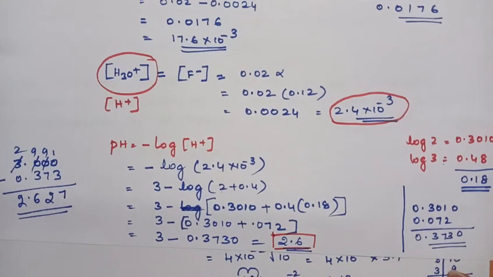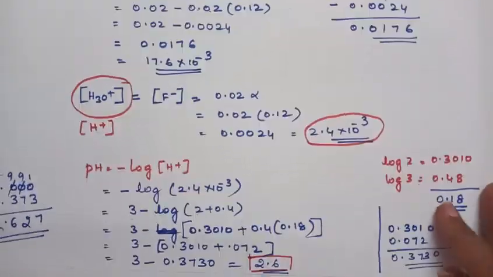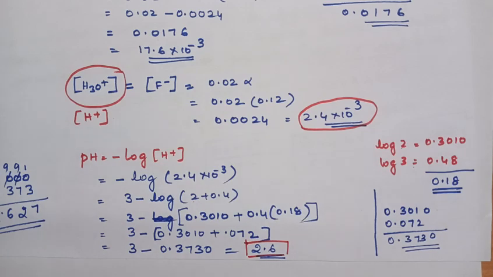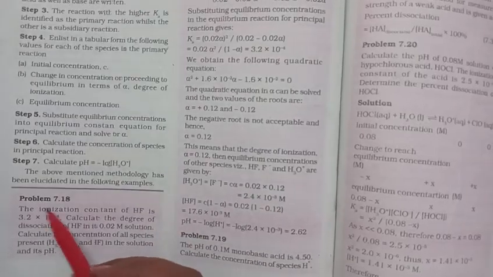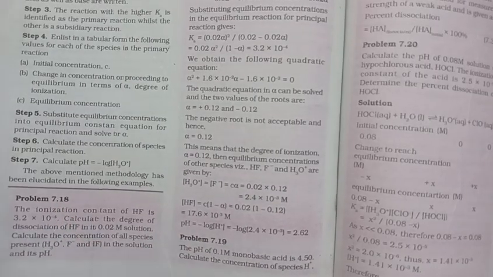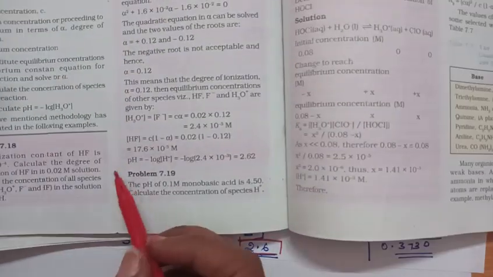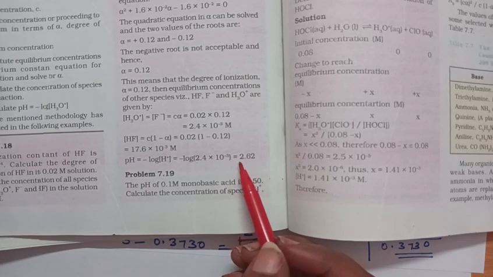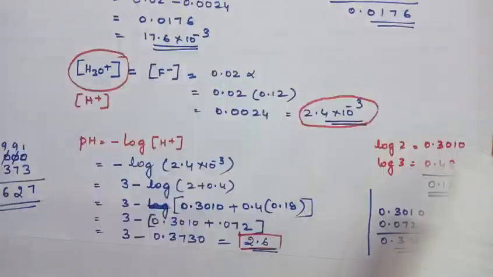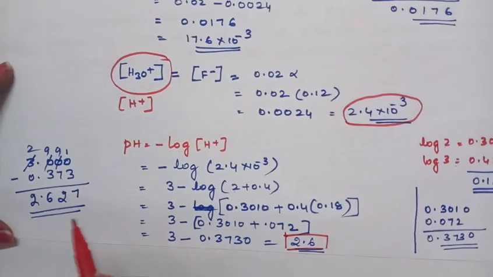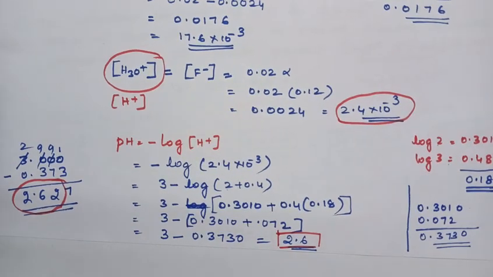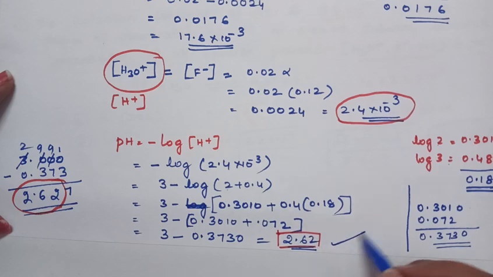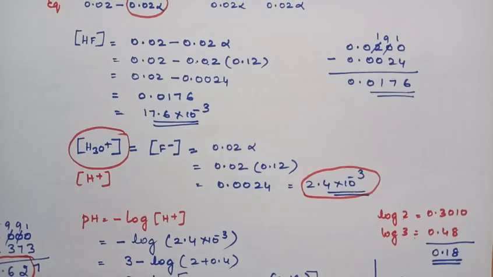Let us check in the textbook the answer that is given for the pH value. In the NCERT textbook, problem number 7.18, you can see the pH value is 2.62. So what did we get? 2.62. So the answer is 2.62. This is the value of pH.